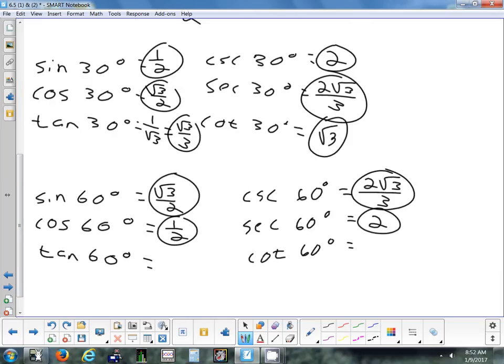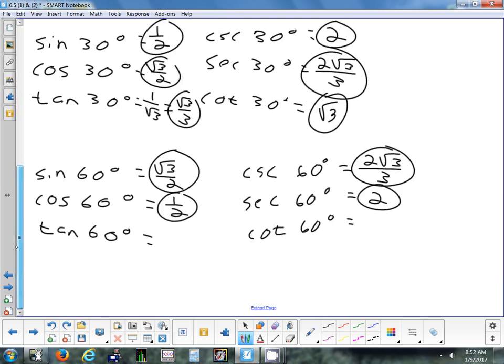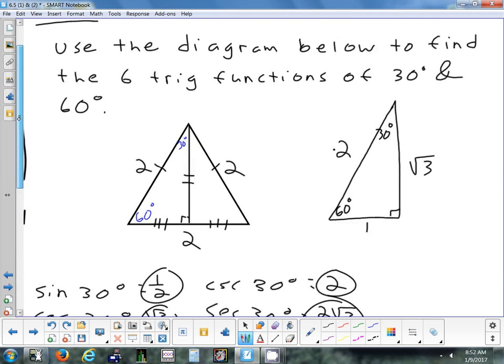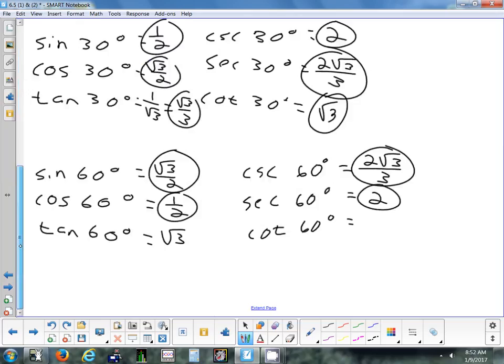And lastly, the tangent of 60. Tangent is opposite over adjacent. So it's root 3 over 2. I'm sorry. What did you say? Oh, yeah, root 3 over 1. Thank you. Yeah, so it's just root 3. And the cotangent, root 3 over 3.